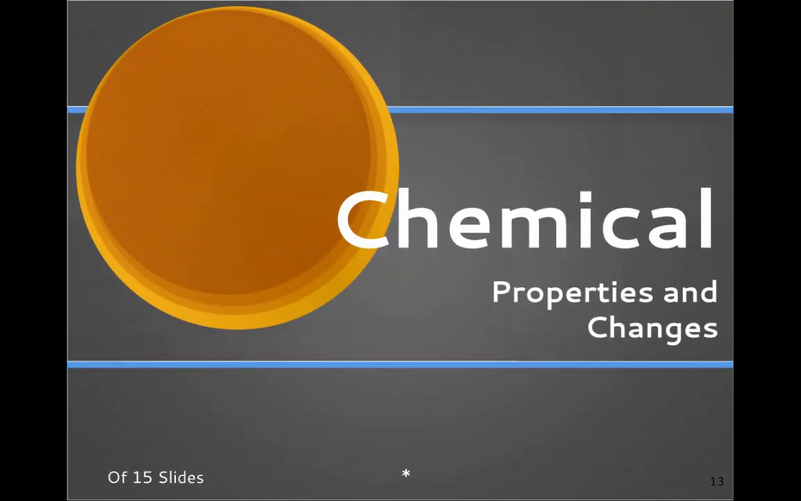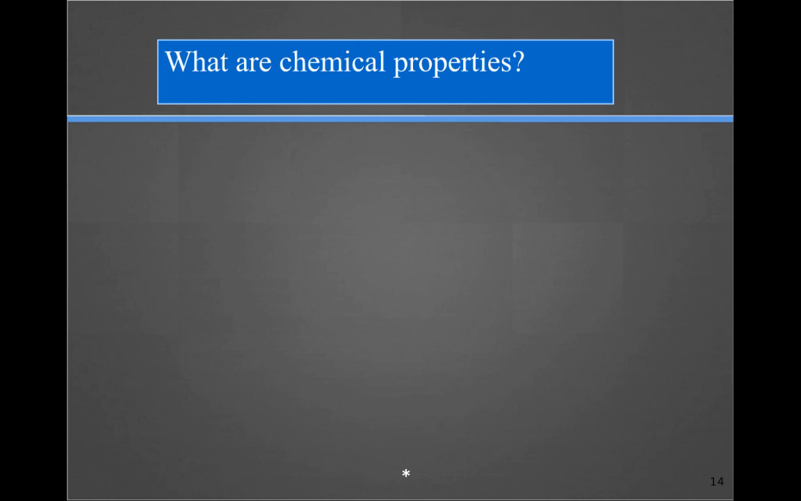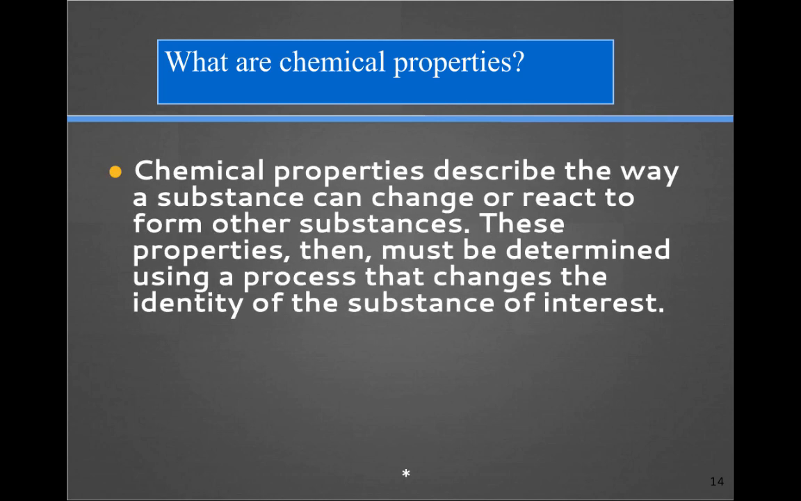So now let's look at chemical properties and their changes. So what are the chemical properties? Well, there is an extensive list, but we will only cover 5. Again, you should write the list down so that you can fill in the definitions. Chemical properties describe the way a substance can change or react to form other substances. These properties must be determined using a process that changes the identity of the substance of interest.